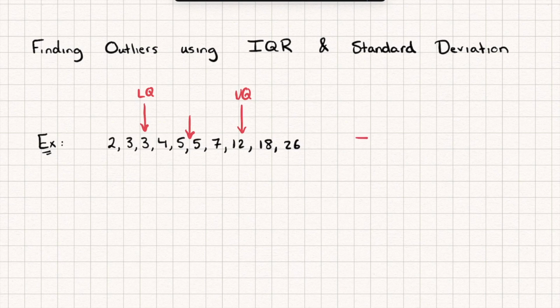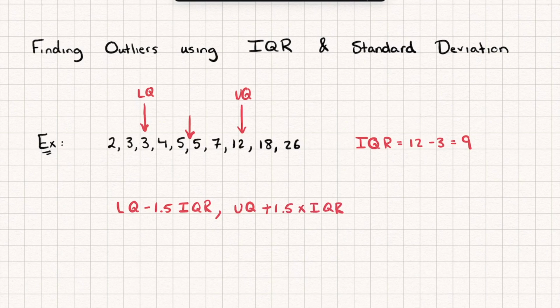Now we want to calculate the interquartile range, which is my upper quartile subtract my lower quartile. Okay, now how can we use this to determine if we have any outliers? Well, we go to our lower quartile, and from it we subtract 1.5 times the interquartile range, and anything less than this we would consider to be an outlier. Then we go to our upper quartile and we add on 1.5 times the interquartile range, and anything above this we would consider to be an outlier. So we're looking for anything in this region here.